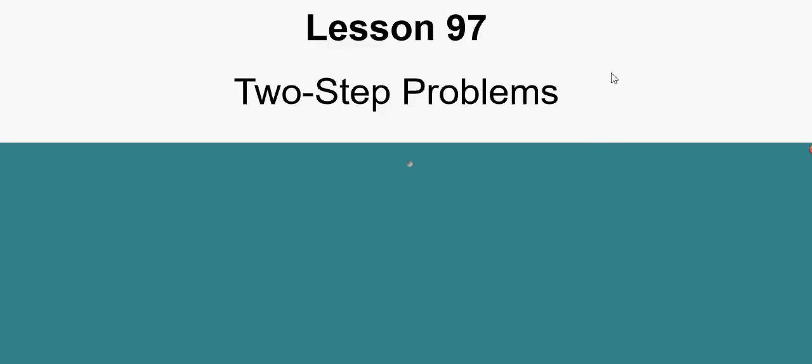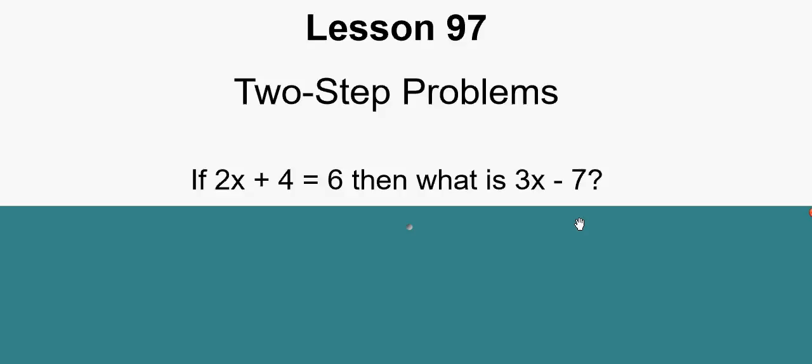Lesson 97 is called two-step problems. We've had problems that have taken 2, even 3, or even 4 steps before, but the types of steps we'll have to take in Lesson 97 are just a little different. It might seem a little unusual to say if 2x plus 4 equals 6, then what is 3x minus 7? We need the first equation to solve for the value of the second phrase. Let me show you what I mean.